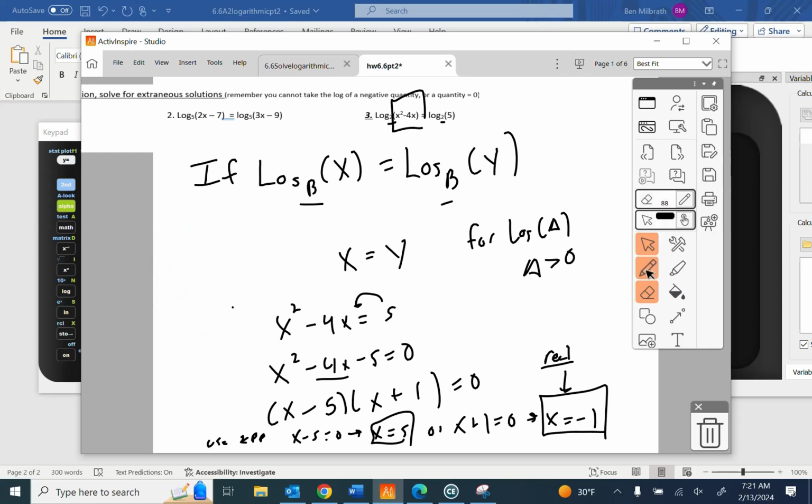Now, what happens if I plug in the 5? Well, it's going to work out okay on this one, too. I'd have a 5 squared minus 4 times 5. That's 25 minus 20. I end up with log base 2 of 5. So they're both real. There was no extraneous. It does say look for extraneous. It says look for it. You're supposed to look for it.